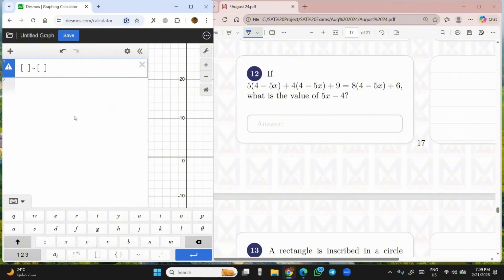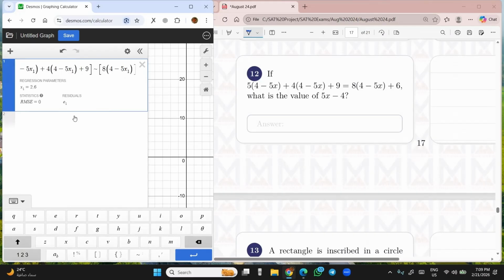We say 5 into 4 minus 5x1. Then outside this, you write plus 4 into 4 minus 5x1 plus 9. This is the left side. And then the right side, we write 8 parentheses 4 minus 5x1 plus 6. And here we need to get the value of 5x minus 4.